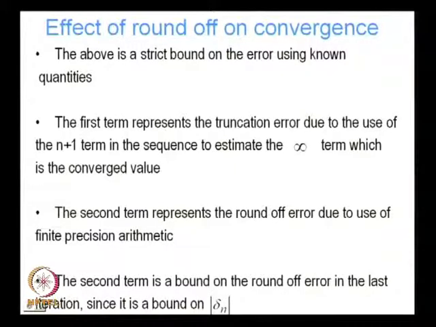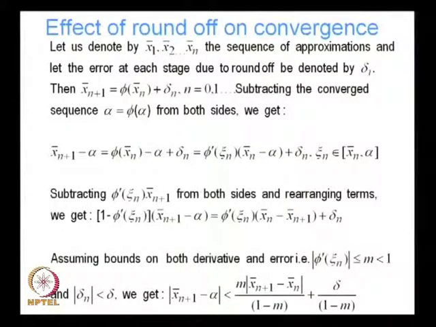This is very important though. The second term is a bound on the round off error in the last iteration, since it is a bound on delta n. Look at this, delta is a bound on mod of delta n. Delta is not a bound on delta n minus 1 or whatever, at any other time. It is a bound on the round off error in the last iteration, which is very, very crucial. Let us see why.